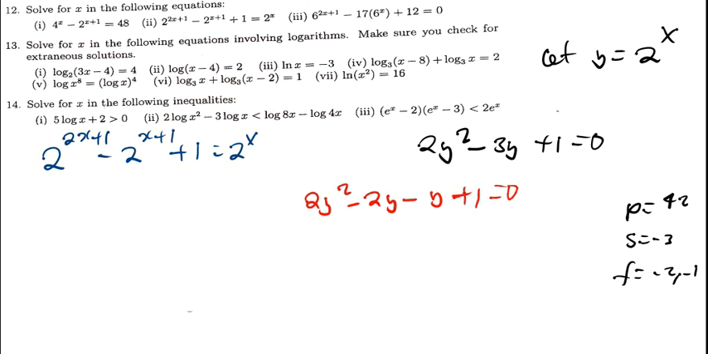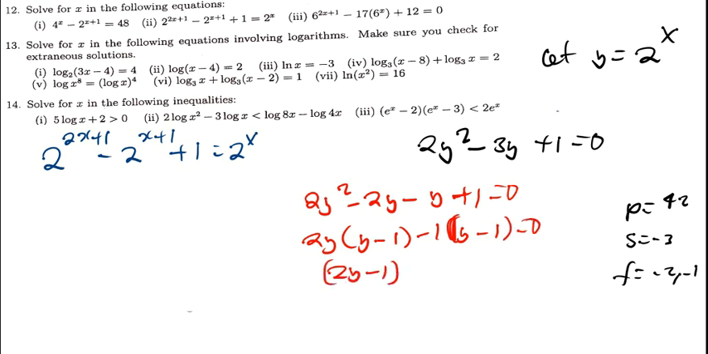Let's factor out 2y. I'll have y minus 1. Even here I'll factor out negative 1. I'll have y minus 1 is equal to 0. So I'll have 2y minus 1 and y minus 1 to be equal to 0. So I'll remain with 2y minus 1 is equal to 0 and y minus 1 is also equal to 0, meaning that y is equal to 1 for the first one. The next one, if I shift 1 to the other side, it will be y is equal to 1 over 2.